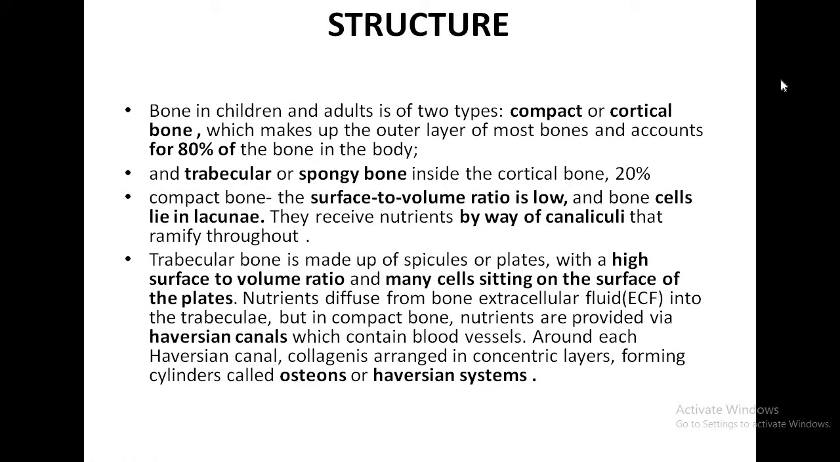So there are two types of bone: cortical bone, which makes up 80% and is on the outer layer of most bones, and trabecular or spongy bone, which is inside most bones and makes up 20%. The surface to volume ratio is low in cortical bone and high in spongy bone, and cortical bone receives nutrients by way of canaliculi and Haversian canals, whereas nutrients diffuse from the extracellular fluid into the spongy bone.